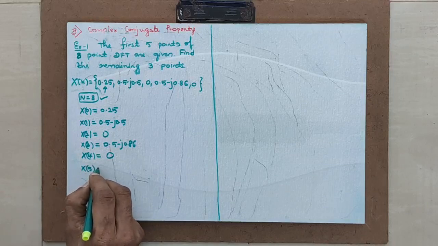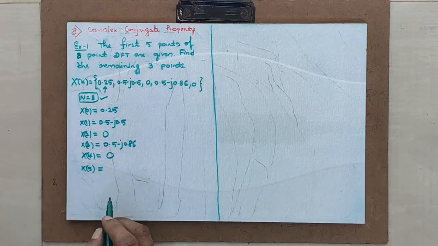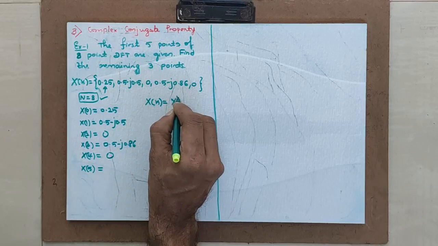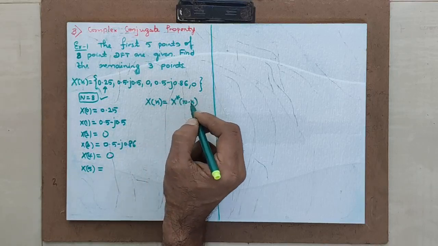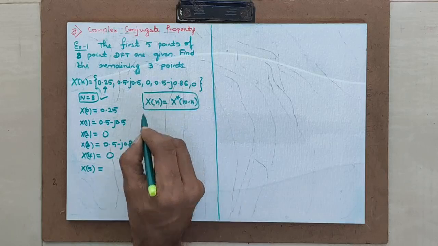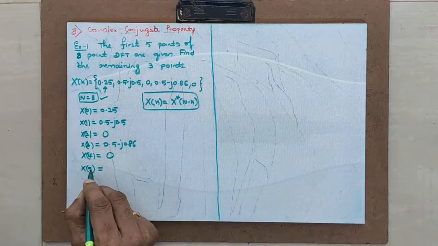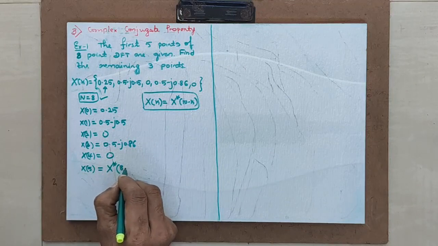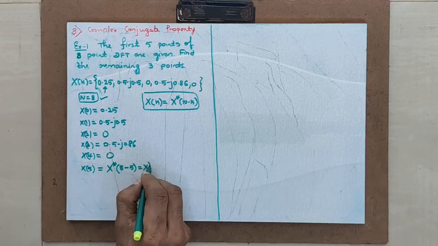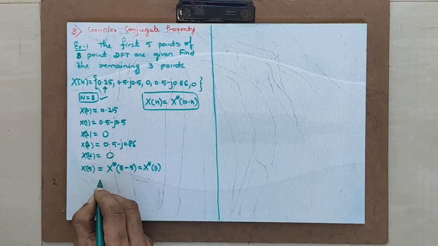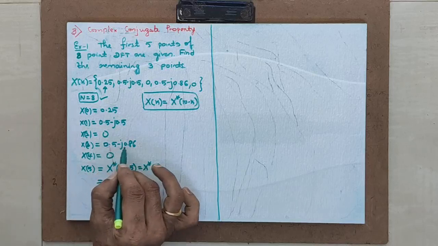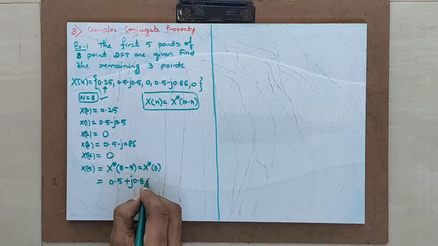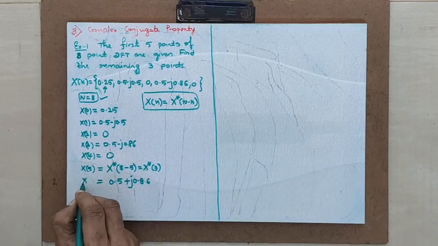Now what about x5? I can find x5 using the complex conjugate property. The complex conjugate property says x of k is equal to x conjugate of n minus k. I have to use this property. That is also called a symmetry property. Let us see, x of 5 is equal to x conjugate of n minus 5, where n means 8. That is x conjugate of 3. What is x of 3? It is 0.5 minus j 0.86. Now the conjugate of that is 0.5 plus j 0.86. Correct? That is x5.